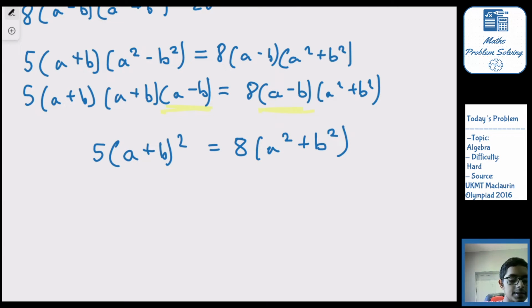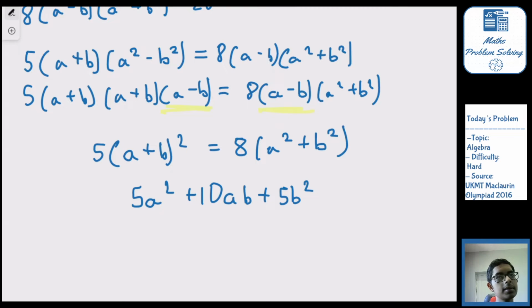Now let's write this a bit more simply. a squared plus b squared is not the same as a plus b all squared. So what we'll need to do now is expand this out. So this 5 times a plus b all squared equals this, effectively. Because remember, a plus b all squared is a squared plus 2ab plus b squared. So we can write this as that, and the right-hand term as this.